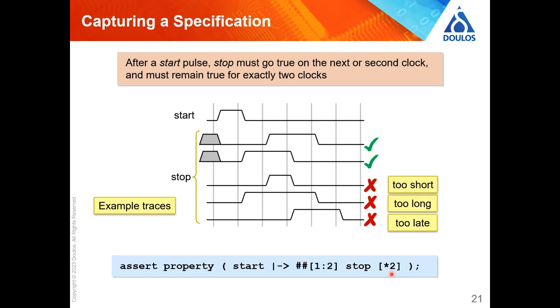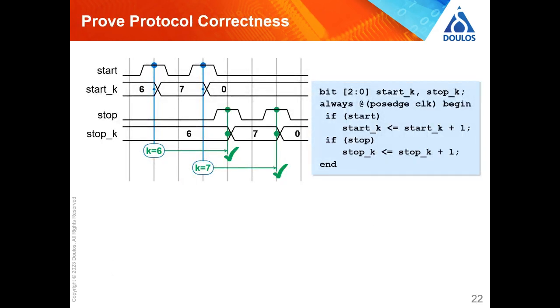And so if we were to look at the things that would be matched by this, you can see these 2 waves would be matched. These 3 waves would not be matched by this property. Another area where formal works well is checking bus interfaces and protocols. So in this example here, we have a simple protocol where we get a handshake of a start signal coming along, and then we get a stop response.